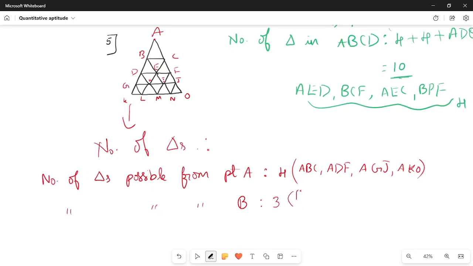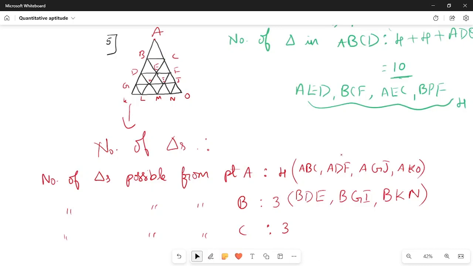If you want, I'll name them: BDE, I'm not considering inverted ones, only direct triangles. BDE and then BGI and BKN. So similarly from the point C, again I'm going to get 3 triangles. See, CEF, CHJ and CLO.